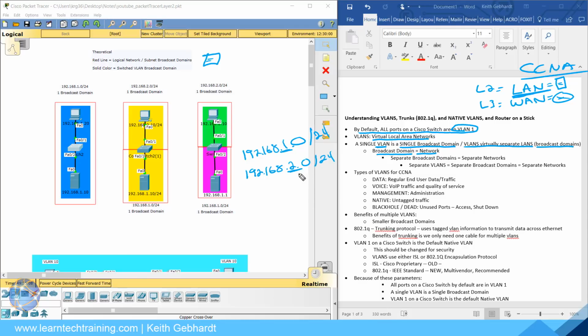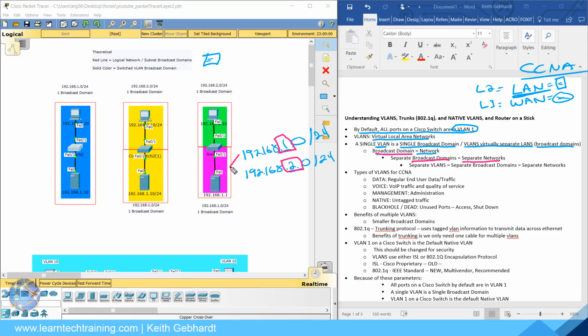And this is still my subnetted playground. Because of this octet right here, this is being a 1, this is being a 2, okay? They are different networks, meaning they are different broadcast domains. Let's take it a step further. If we have separate broadcast domains, we have separate networks.